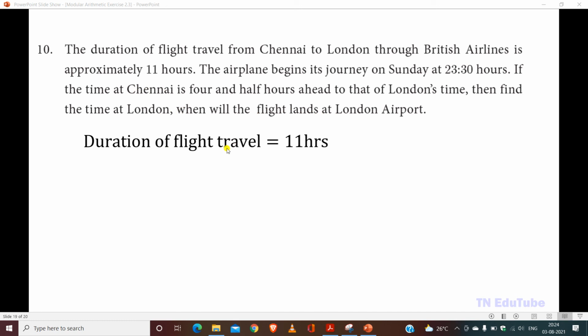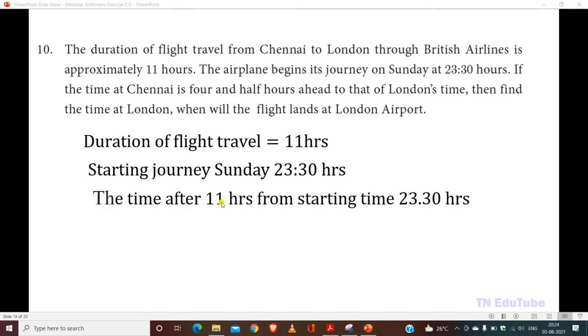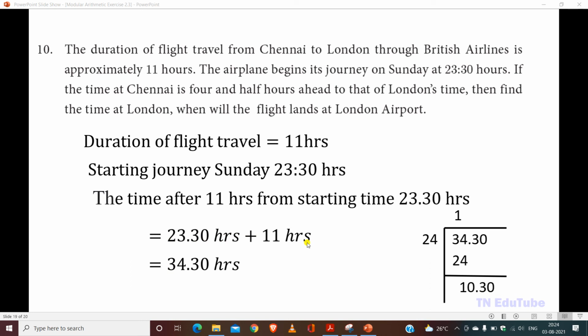Duration of the flight is 11 hours. Starting journey Sunday 23:30 hours. So we have to add the timings, isn't it? So the time 11 hours from starting time 23:30 hours is 23:30 hours plus 11 hours. You get 34:30 hours. You have to divide it by 24. One time only, you get 10:30. So when you take the modulus, you get 10:30 as the remainder.